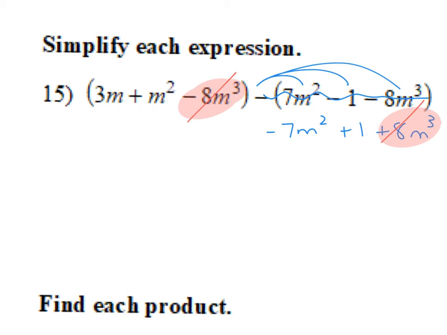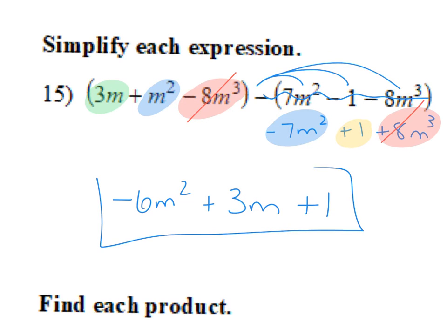All right, and I go to my next one here, squareds. I've got m squared and negative 7m squared. So that's going to give me negative 6m squared. Okay, and then I go to my m's. I've got 3m. Oh, and that's it. So I'm going to have plus 3m. And then on the last part here, I've got a 1 left over. So it's just going to be a plus 1 for my final answer.